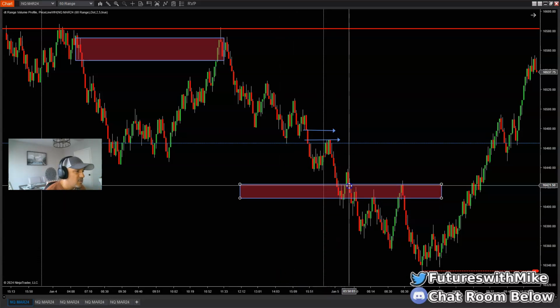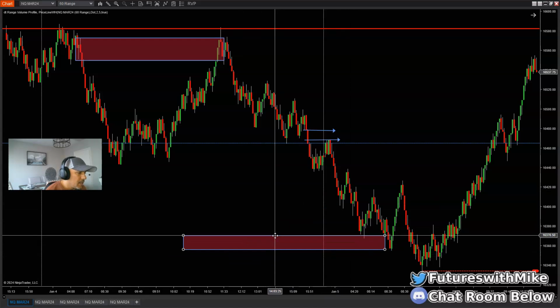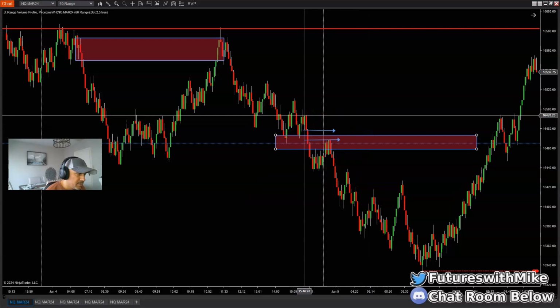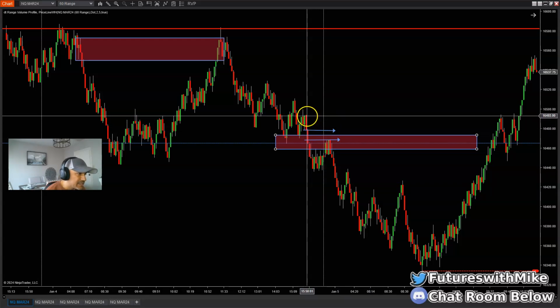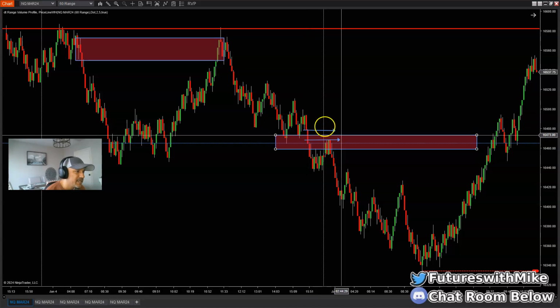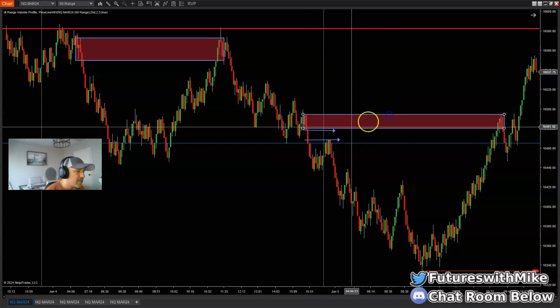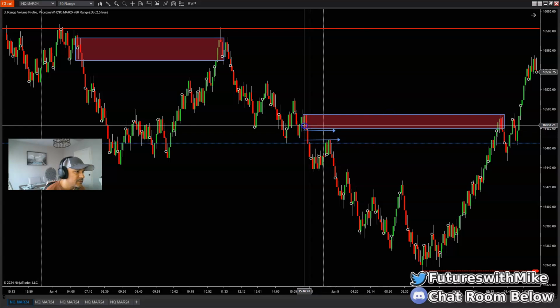So we take the zone, okay? I'm going to draw it from the top end of the last up candle, bullish candle, to the bottom end of it. But we also have a bearish candle that slightly broke just slightly above the bullish candle. So I'm going to include the top end of that as well. And then I'm going to draw it down to the bottom end of that bullish candle. Right there. Sorry.